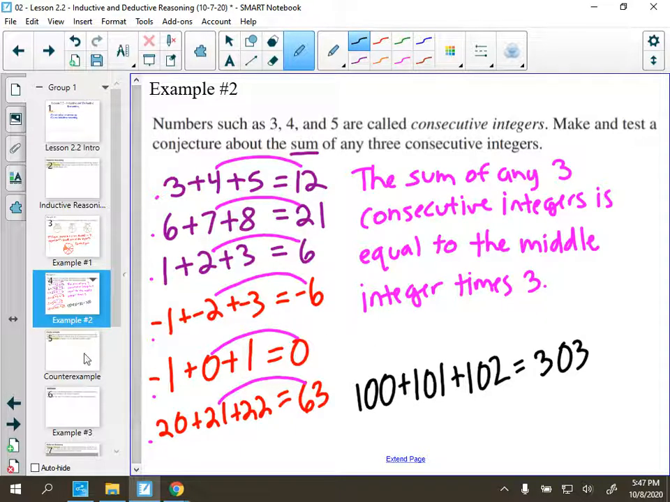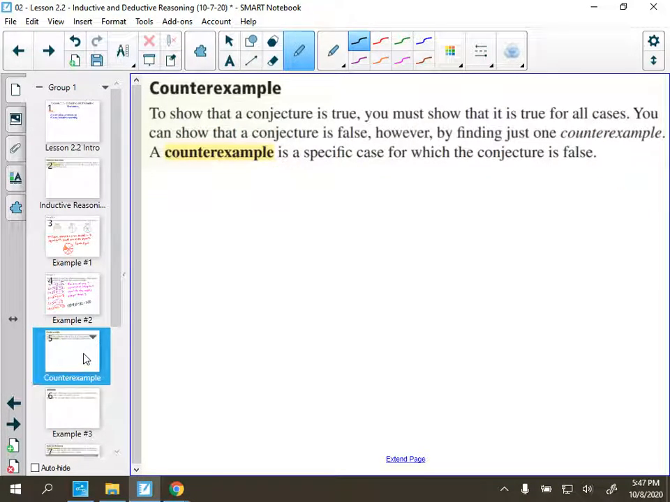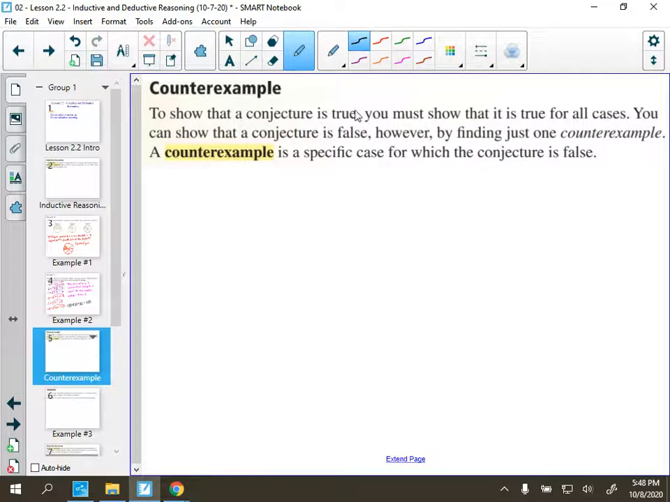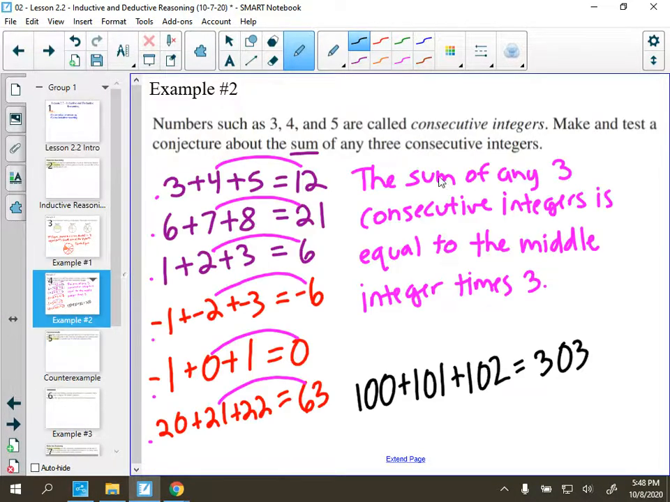All right, sticking with inductive reasoning still, a new vocab word here for us, counterexample. Might be something you've heard of. Before we get to that, if we want to show that a conjecture is true, any conjecture, you must show that it's true for all cases. So for me to definitively say this is true, just using inductive reasoning, I need to get my paper and pencil out and start writing, because I need to show that it works here.